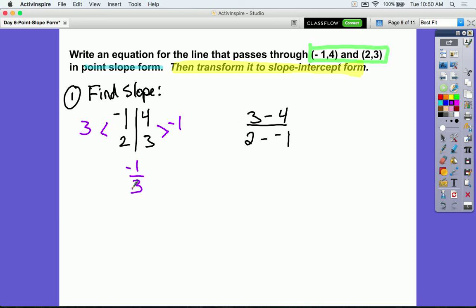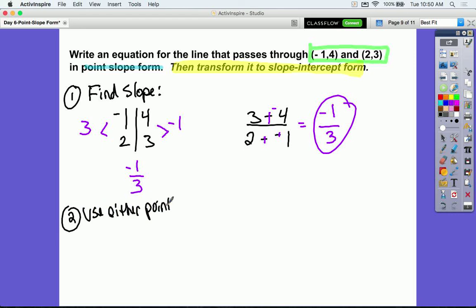We can kind of double check it here. Change 3 minus 4 is negative 1. 2 plus positive 1. Yeah. So here's my slope. My slope is negative 1/3. Now remember that our second step is we're going to use either point to write the equation. Okay? Use either point to write the equation. So here's what I've got.